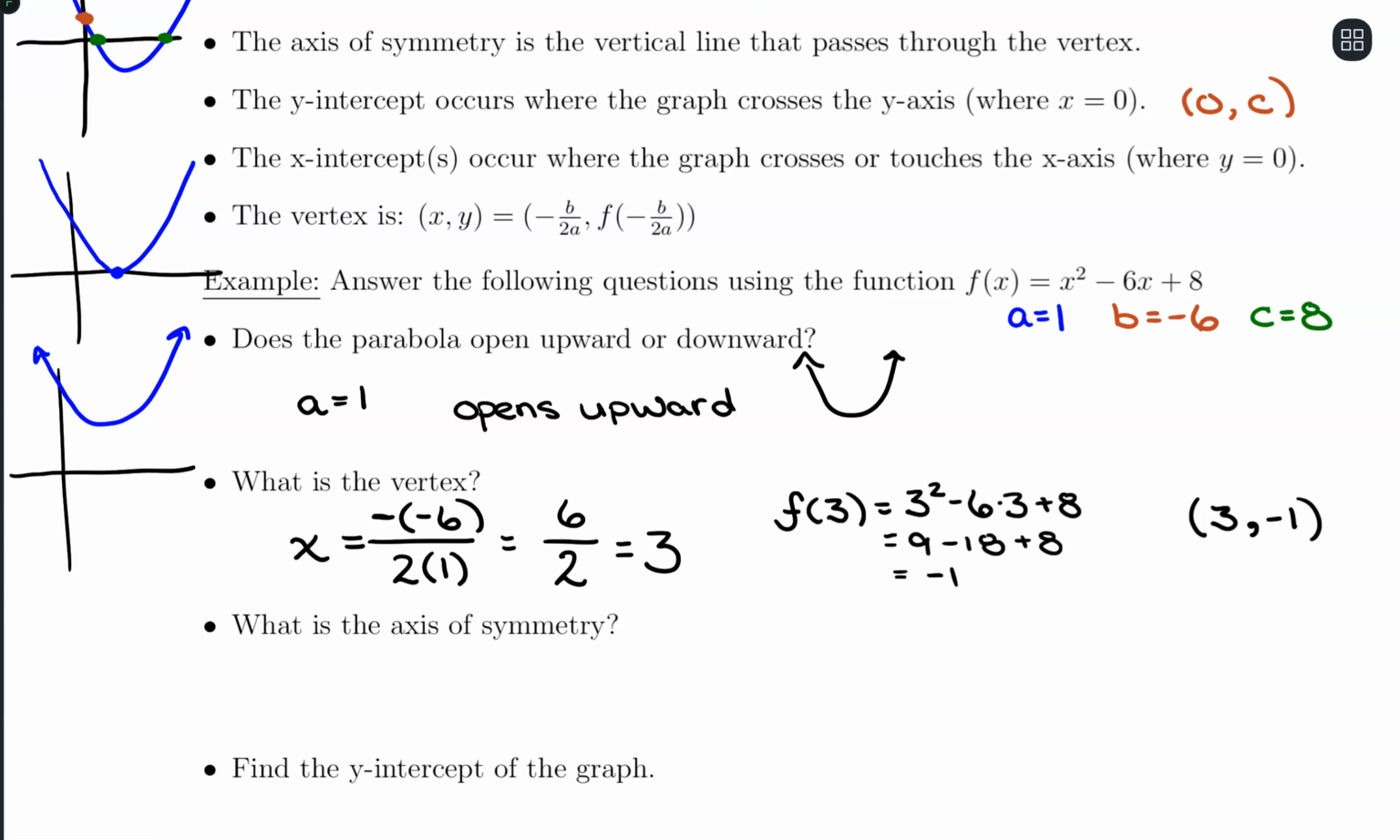So if we started making a graph right now, I would have a coordinate to graph. I know where the vertex is, and then I know the general shape would be going upward from that point.